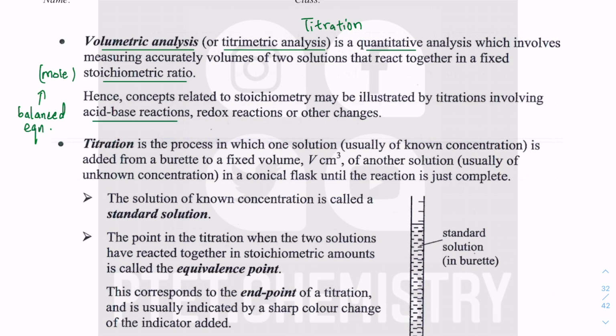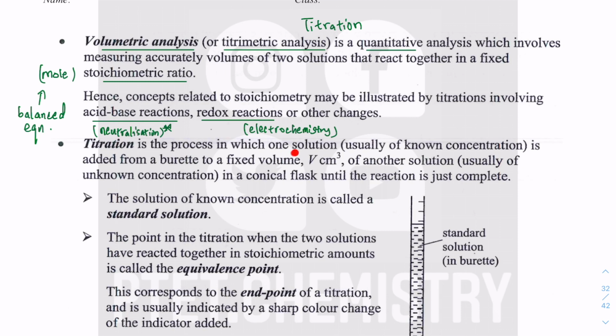As I mentioned, there are a couple of titrations. The common ones include the acid-base reactions. This is basically what you call neutralization. But there are also redox reactions, which you will see in the topic called electrochemistry, something to do with electricity and movement of electrons. That will be clearer when we come to it. But what is meant by titration?